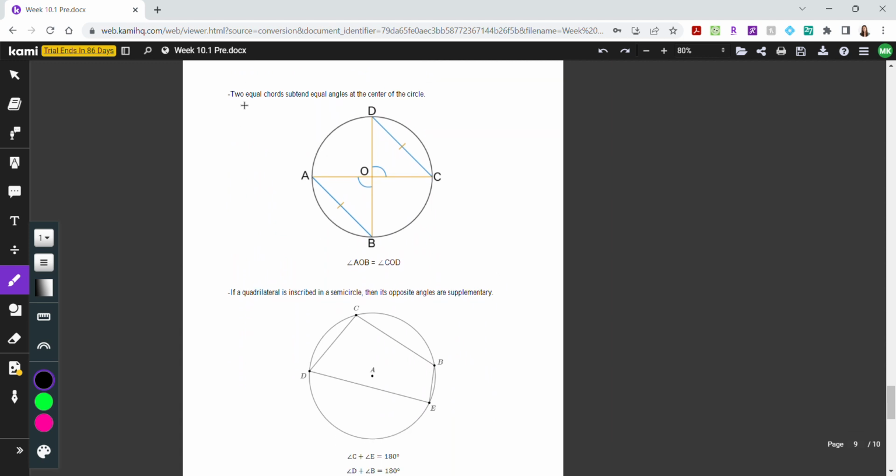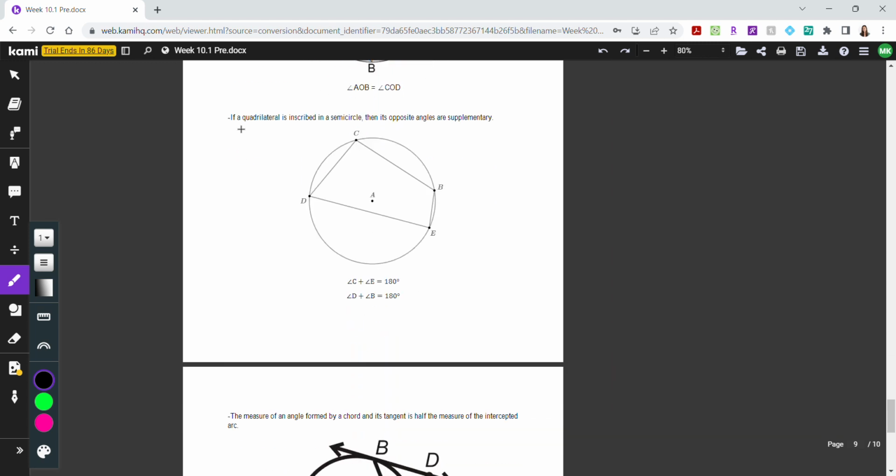Another thing that we have is two equal chords subtend equal angles at the center of the circle. As you can see, because these two chords are of equal length, if we were to draw these lines, we know that these two angles are going to be equal, because if you remember geometry in your earlier lessons, these will be what we call vertical angles. That's why they are equal. So angle AOB is equal to angle COD. These two angles are equal because the chords are the same.